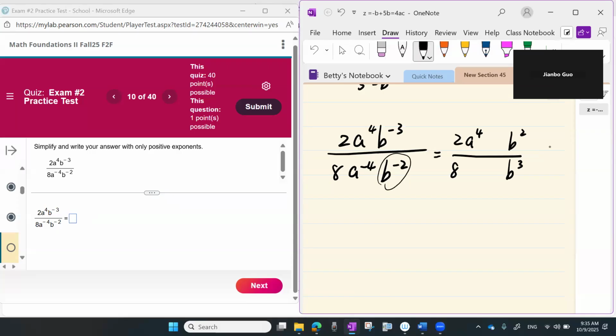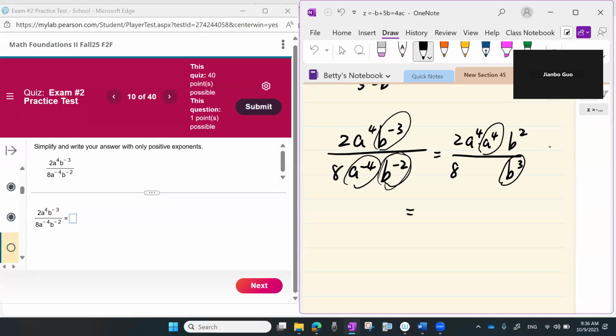And then keep the 8a on the bottom, and a to the power negative 4, remove the negative sign, we write a to the power 4 on the top. I hope you see what happened. So this b to the power negative 3 becomes b to the power 3 on the bottom. This b to the power negative 2 in the denominator becomes b to the power 2 in the numerator. And this here, a to the power negative 4 on the bottom becomes a to the power positive 4 on the top. Okay?